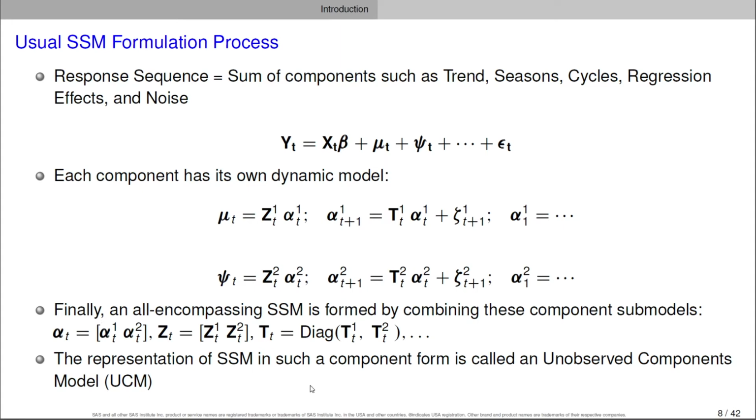The representation of an SSM in such a component form is called an unobserved components model. So an unobserved components model is just a different way of specifying an SSM. This way of specifying an SSM is easier because, by plotting the response sequence, or because we have domain knowledge about the response sequence, we can postulate an appropriate model that contains proper explanatory variables or predictor variables, proper trend terms, proper periodic terms, and proper type of noise. So this is how an SSM is formulated in practice. This is a very regression-like approach of formulating a model.